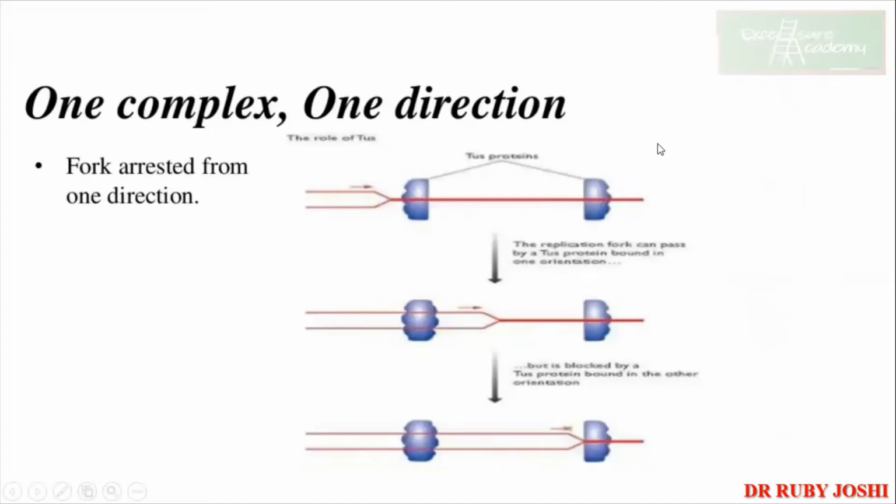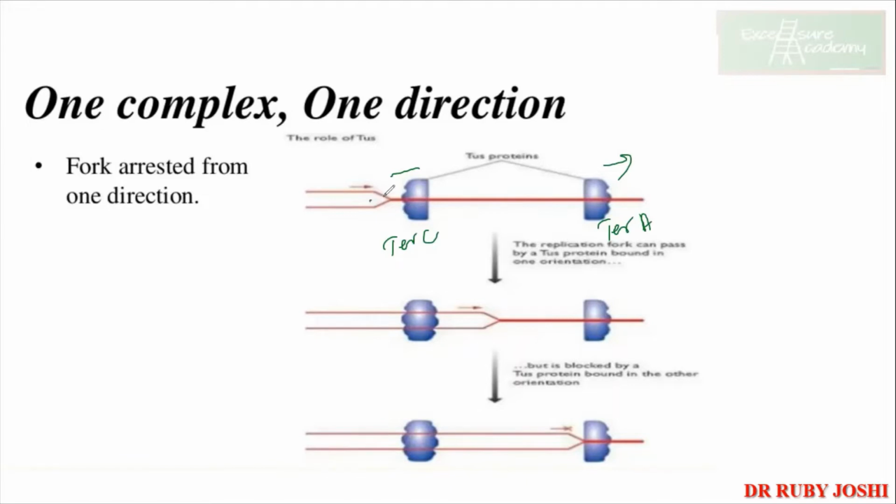Now again, same thing, एक ही चीज समझाने के लिए. So you have got the TUS protein. Let us say that this is for your TUR C and this is your TUR A. Okay. So you can see the directions ऐसे and इस तरफ दिया हुआ है. Now what will happen? The replication fork can pass the TUS protein bound in one direction.